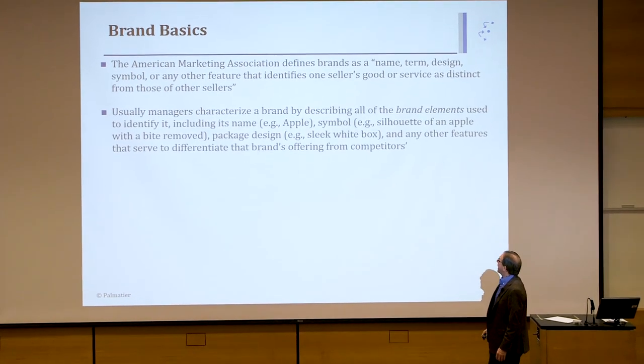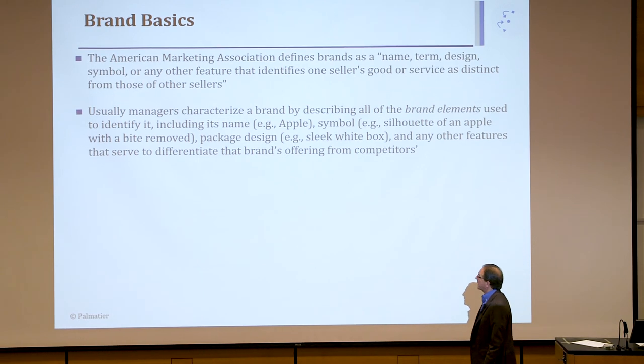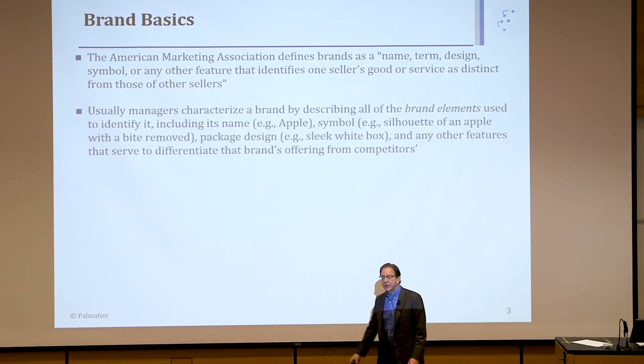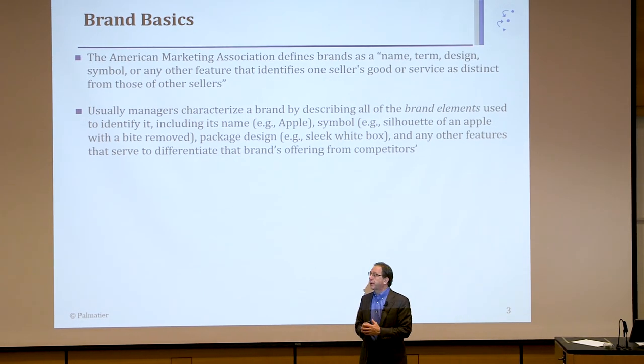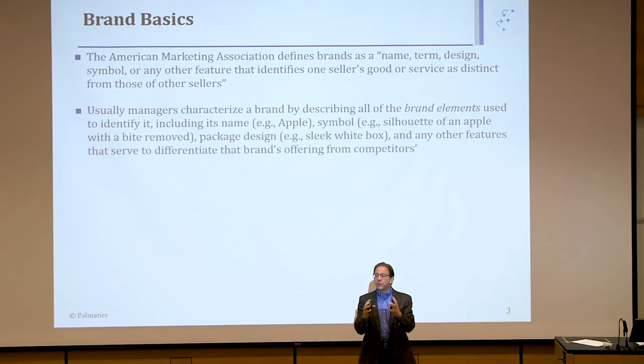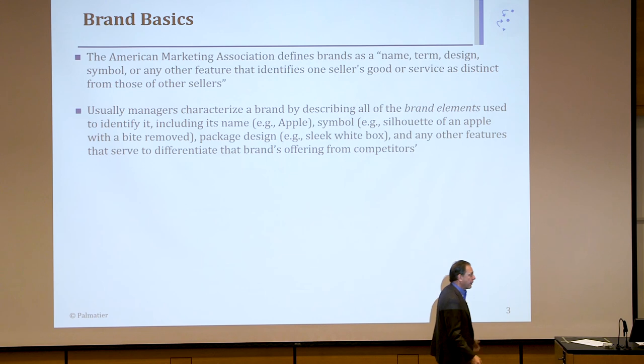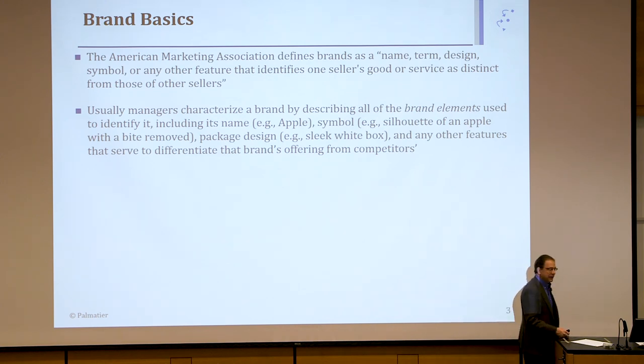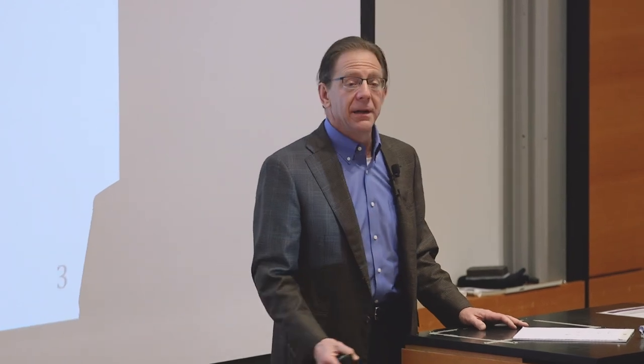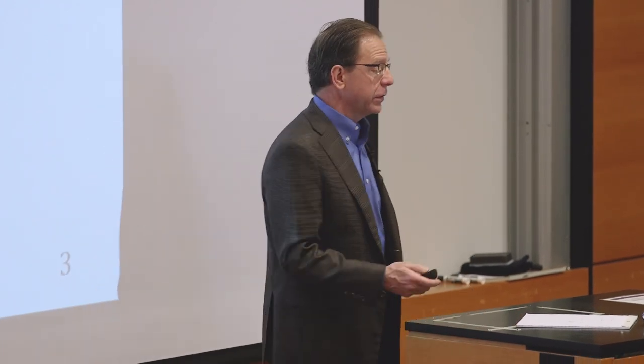Usually we describe a brand by looking at all the elements associated with it. And we continue with the Apple example, we would look at how does Apple ship products? They ship them in a nice box with very clean and sleek lines. That's part of their brand image. All of that goes together. If you think of BMW, you would think of something like the ultimate driving machine. Very often there's jingles or even music associated with it.